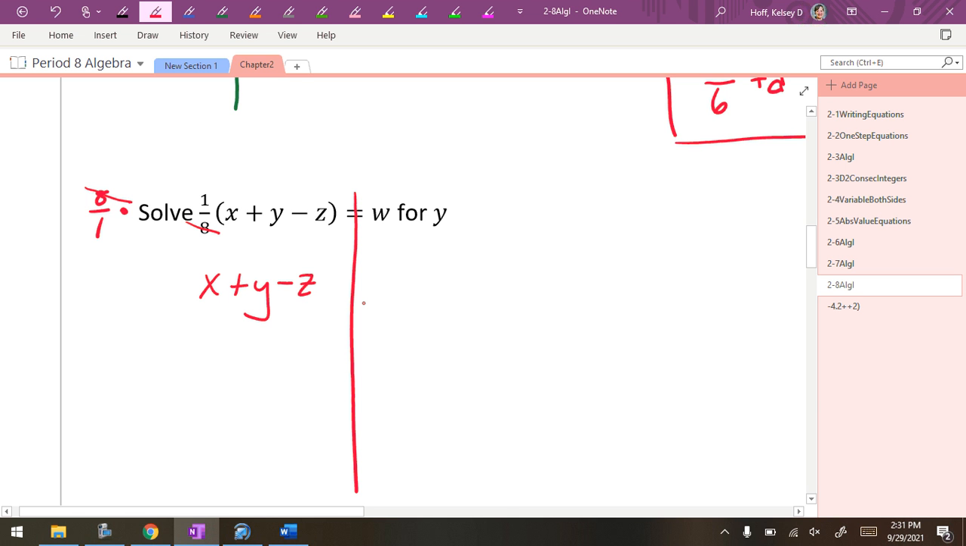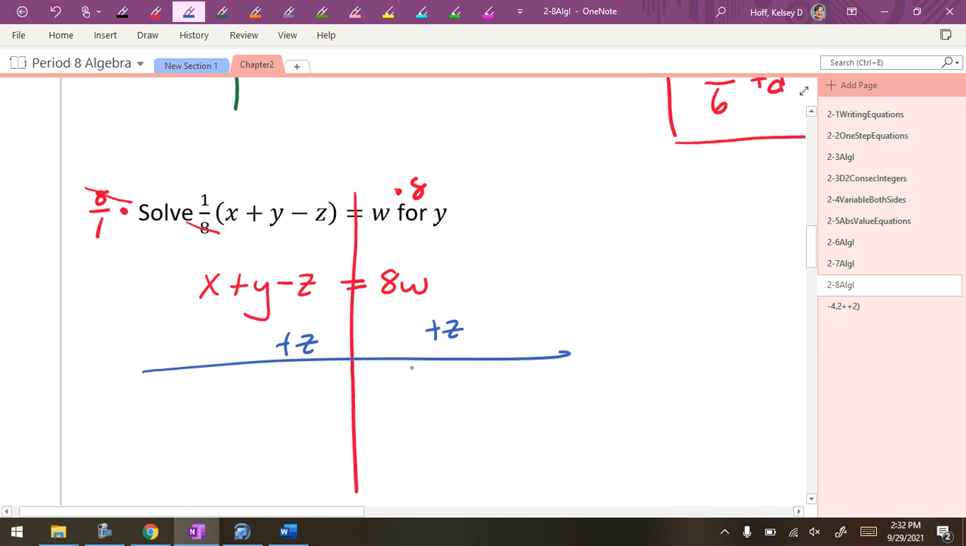We multiply by 8 to cancel the 8. It leaves us what's inside the parentheses. But whatever I do to one side, I have to do to the other. So it actually equals 8w. What's my next step? Add z. X plus y equals 8w plus z.